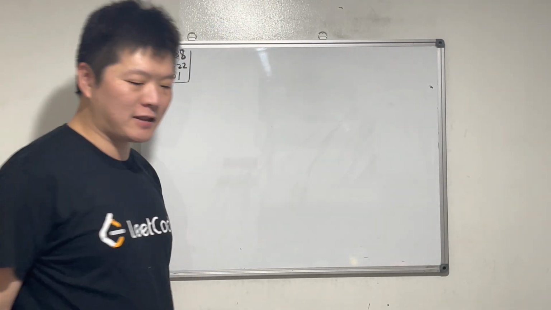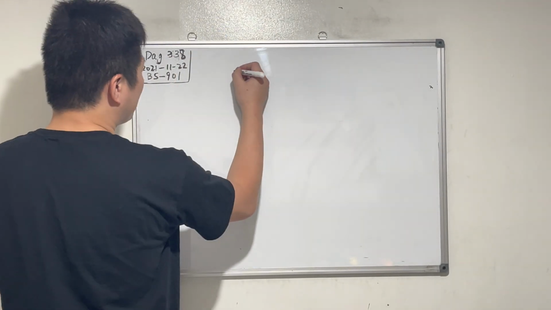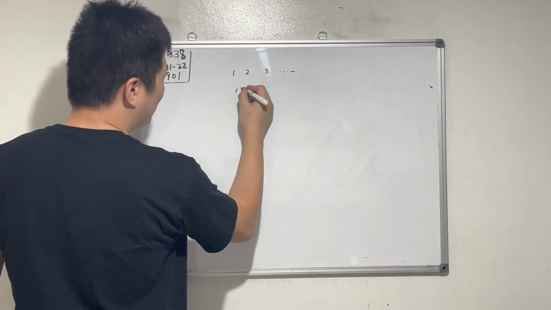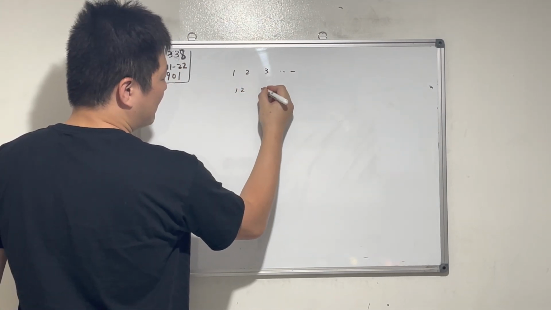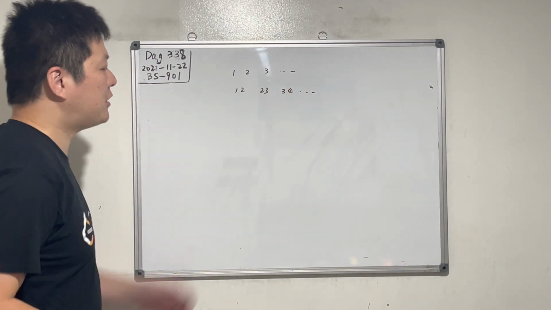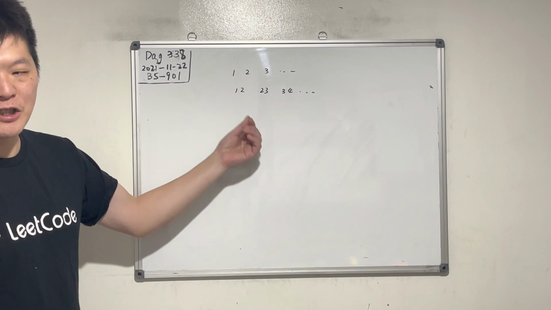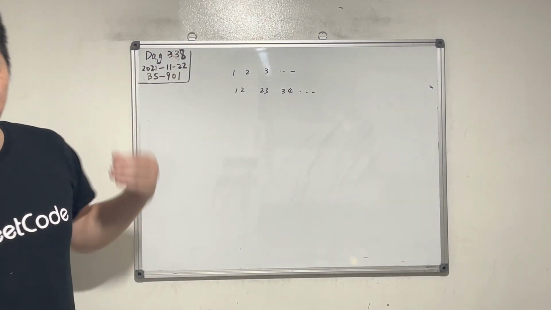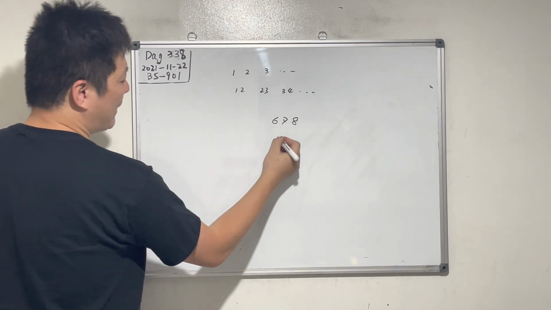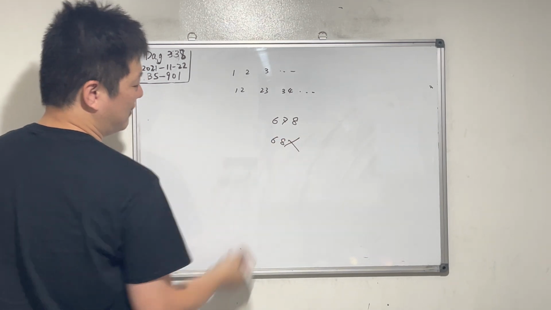Okay, so we're talking about continuous increasing digits. For numbers like 1, 2, 3, single digit, 12, 23, 34, you see, each digit in the number is 1 plus its previous one. So like 678, that's good. But this one is not, okay?